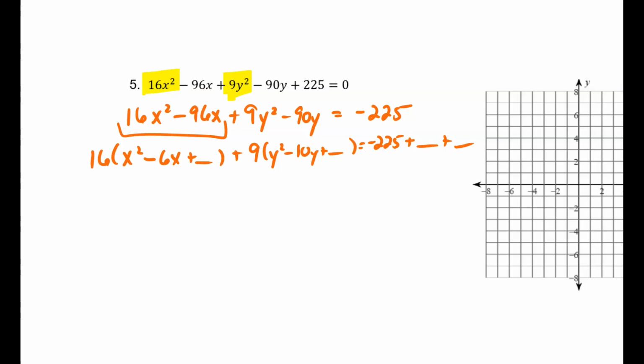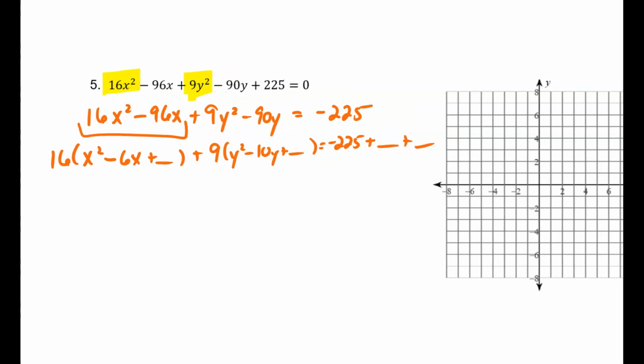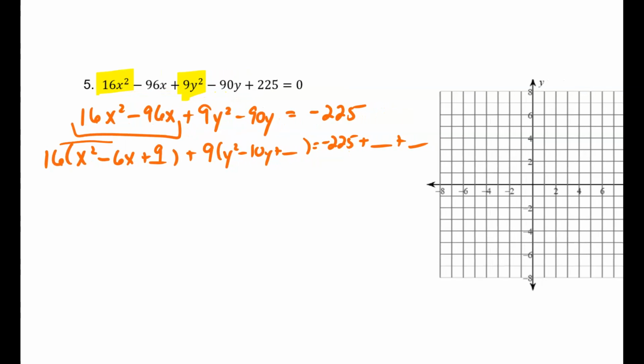So then I look at my x's. Once again, divide by 2. Get a negative 3, square it, get 9. 16 times 9 though, got to make sure you remember that. That's going to give us 144. Then we got to take the negative 10, divide that by 2, that's a negative 5, square it, it's 25, and that's 225. So when we simplify, on the right I get 144.